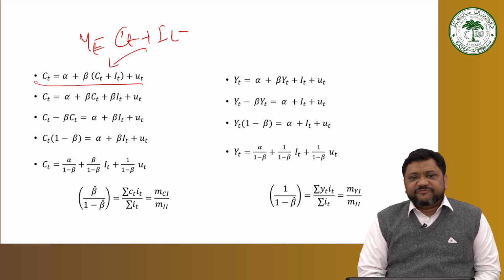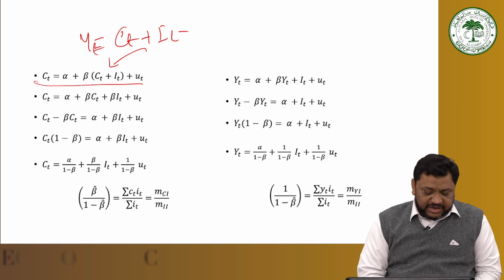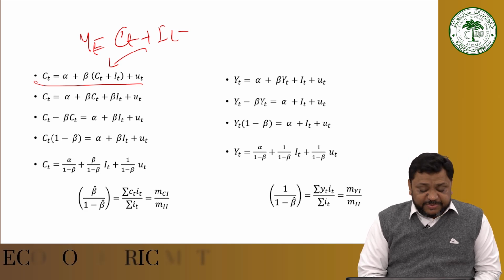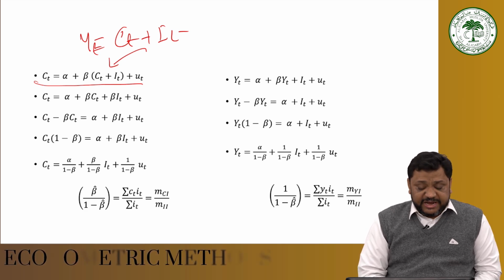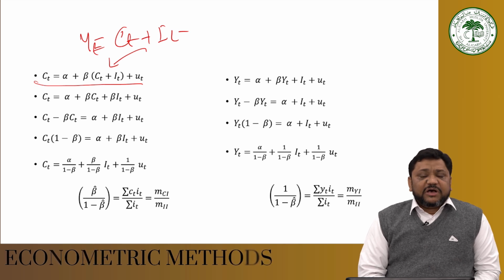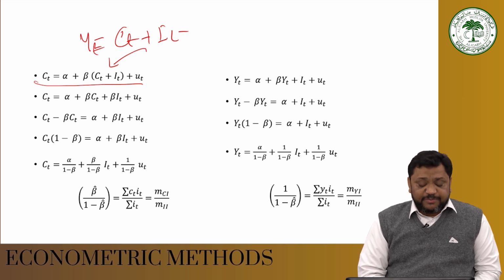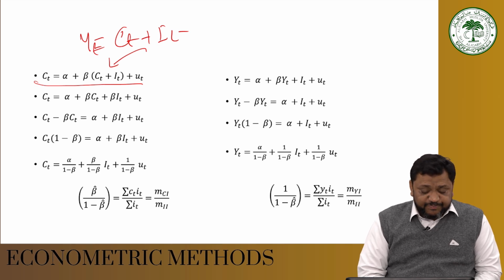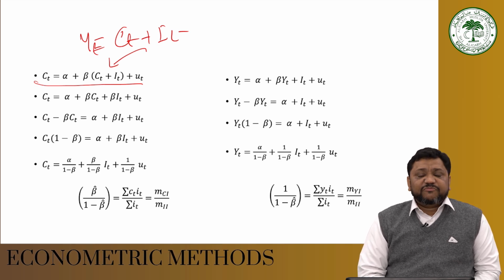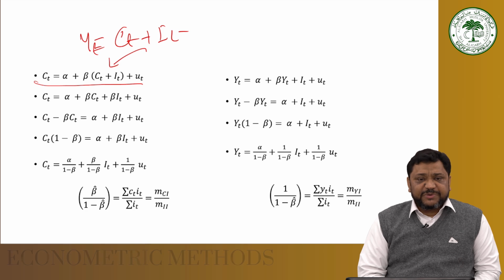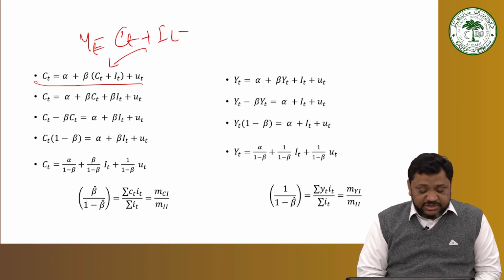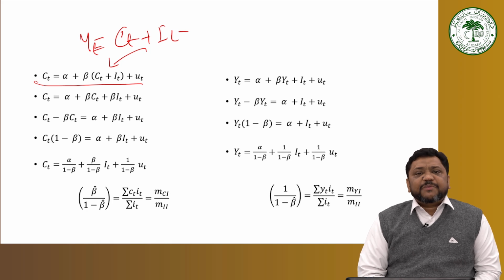We take the Ct term from the right hand side of the equation to the left hand side. So Ct minus beta Ct is equal to alpha plus beta it plus ut. We take Ct common, and in the bracket, 1 minus beta is equal to alpha plus beta it plus ut. Now we can take this common term 1 minus beta to the right hand side as the denominator. So Ct is equal to alpha divided by 1 minus beta plus beta divided by 1 minus beta it plus 1 divided by 1 minus beta ut.